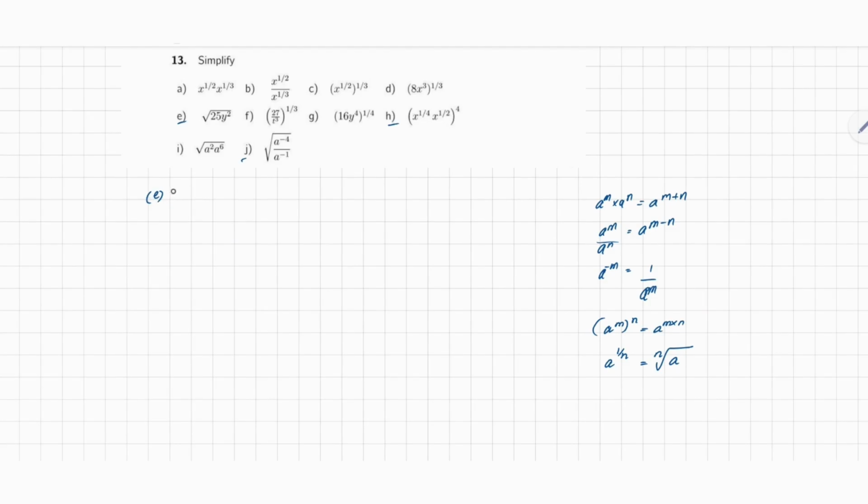Here, let's do question E. We have square root of 25 times y squared, which can be written as 25 raised to 1 over 2 times y squared raised to 1 over 2. We can write 25 as 5 squared raised to 1 over 2 times y squared 1 over 2. Now using this formula, we have 5 squared times 1 over 2 times y squared times 1 over 2. That gives us 5 times y.